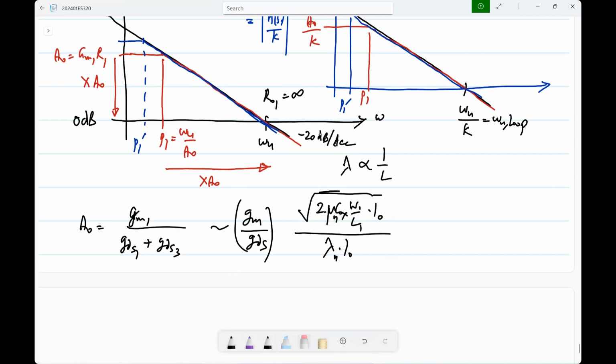So if you make this and you find that the DC gain is not sufficient, then you can try to increase the length. But it's also good to have an idea of how much the GM by GDS is. It depends on the transistor. But if you take the minimum length transistor in any given process, in modern processes, this may be of the order of 10 or 20 or something. It's not a very large number.